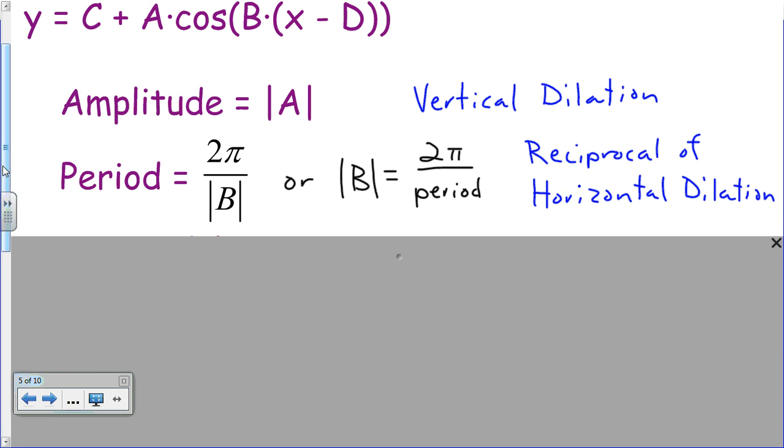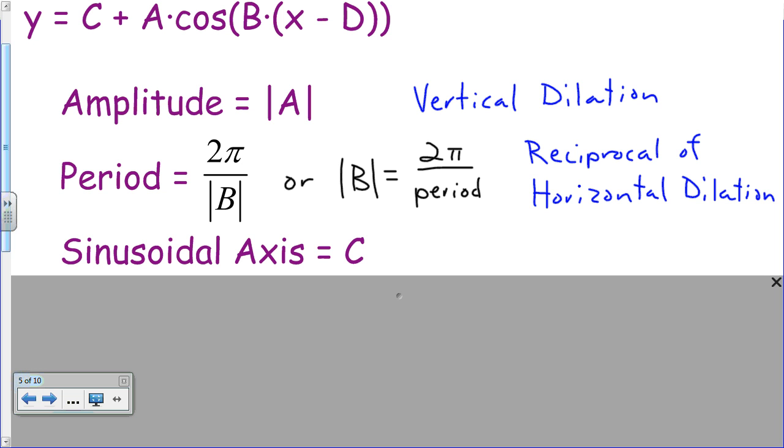All right, the next one is the value of C. And C is what we call the sinusoidal axis of this sinusoid. Another way to describe that is a vertical translation. You'll notice that you're adding that value of C to your cosine function, so it's actually the vertical shift up or down of this function. But we call it our sinusoidal axis.